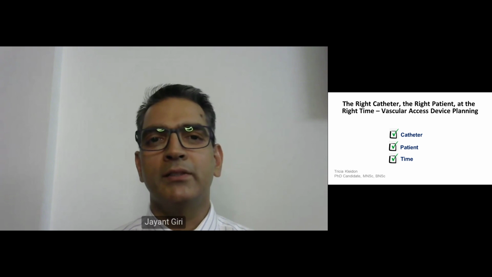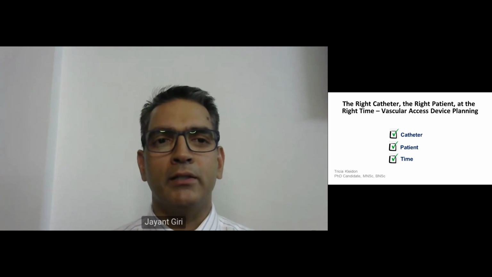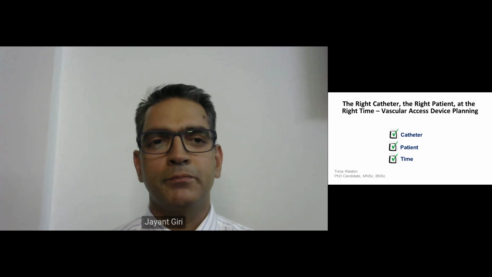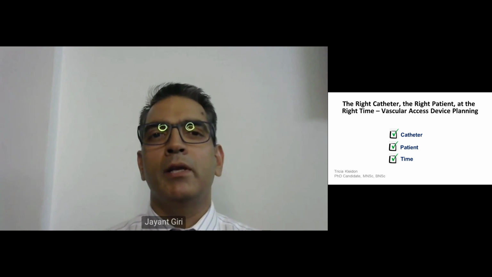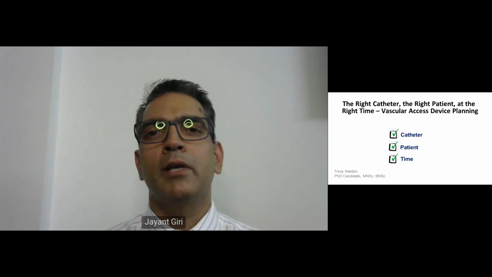Today's webinar is titled Vascular Access Device Planning. This webinar will help us expand our knowledge on the factors to consider when we choose the appropriate device for our patients. The objectives for today's webinar are to discuss key peripheral intravenous catheter definitions and the INS categorization of three types of peripheral IV catheters. We'll also review the practice recommendations and evidence for short peripheral IV catheters, long peripheral IV catheters, and midline catheters.